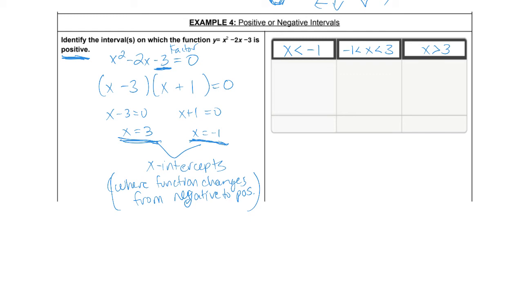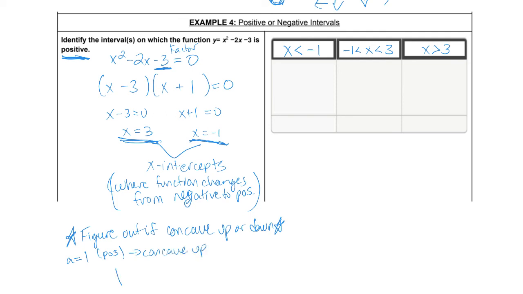Now, one way to kind of fast forward this is to figure out if it is concave up or down. So we want to look at our a. Our a is positive 1, so it's positive, therefore it's concave up. So our function is going to look like this.